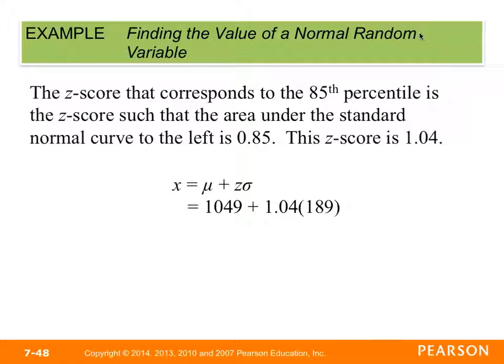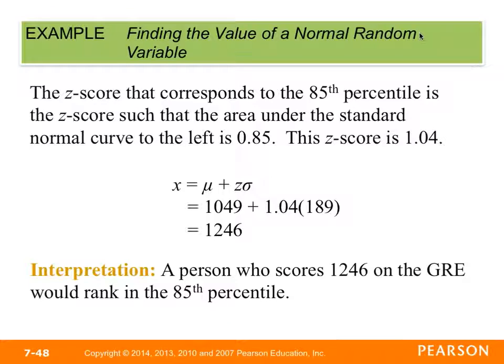So all we have to do is take our mean, which is 1,049, and add 1.04, which is our z-score, multiplied by the standard deviation, which is 189. And we get 1246. So in order to interpret this, we would say that a person who scores a 1,246 on the GRE would rank in the 85th percentile, meaning that he or she would score higher than 85% of all people. Only 15% would score higher than him or her.